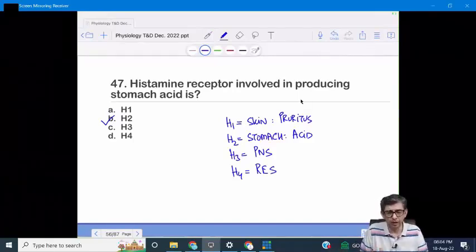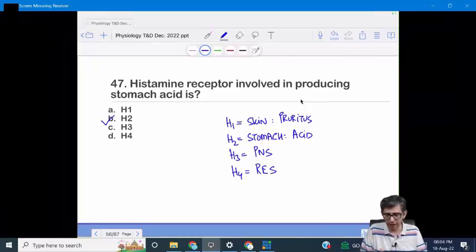Okay, H4 receptors could be mainly located at RES, that is reticuloendothelial system. H4 receptors would be mainly found in RES, like bone marrow, thymus. That's where they could be located.